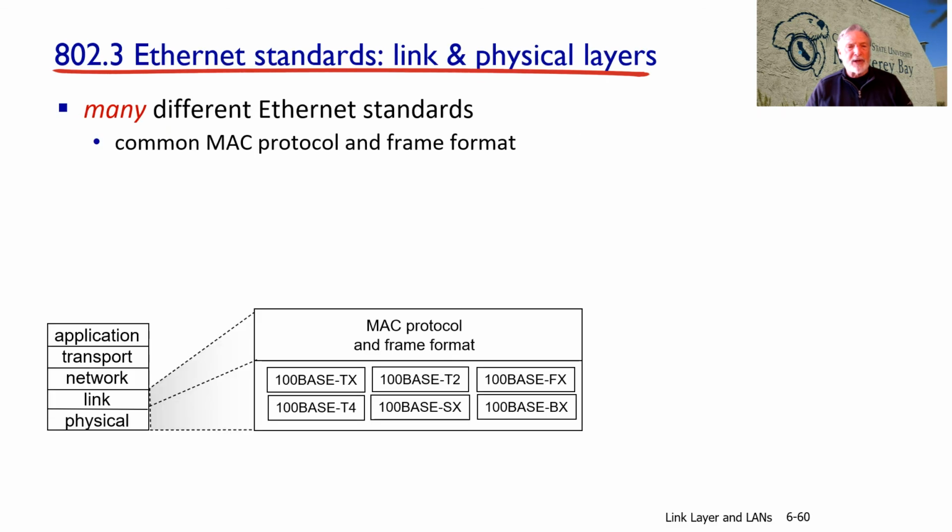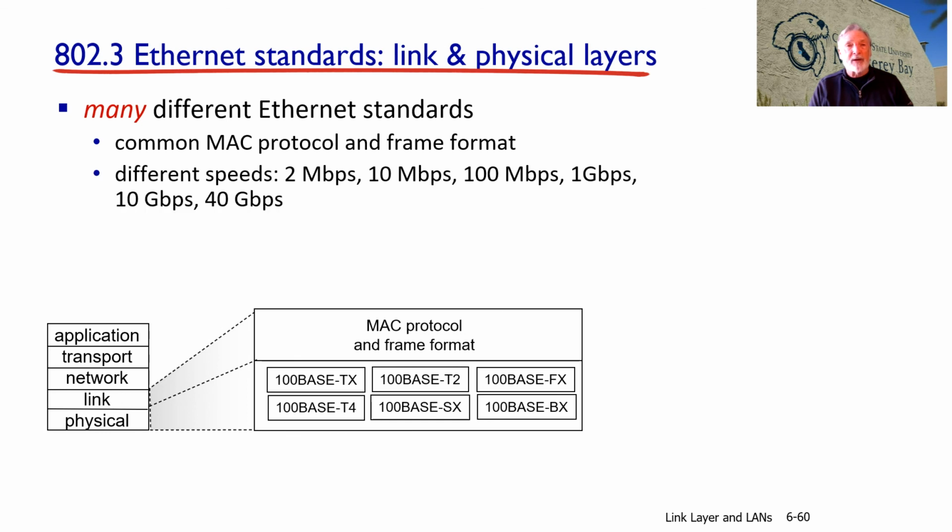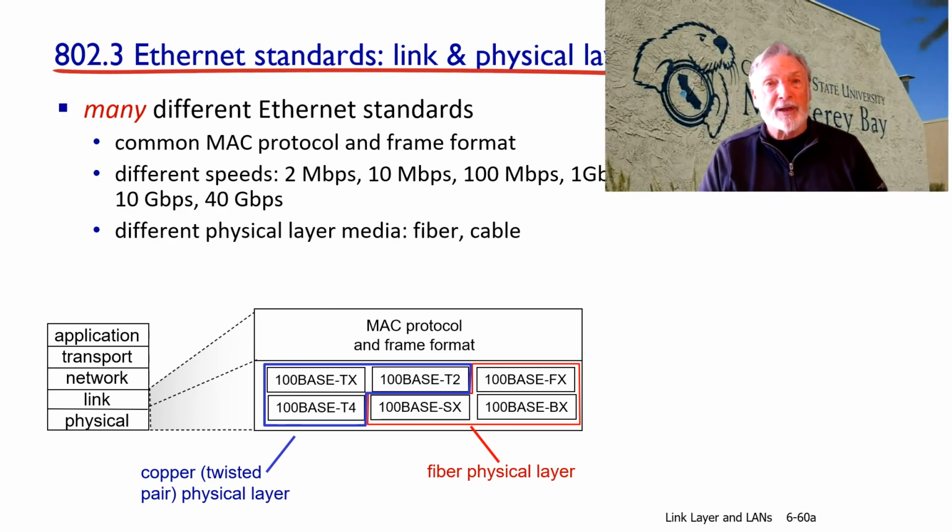As described before, Ethernet won the link layer battle because it was adaptable. There are many different Ethernet standards that define both the link and physical layers. All the standards share a common MAC protocol and frame format, but they can differ over a wide range of data rates and work over copper and fiber cables.